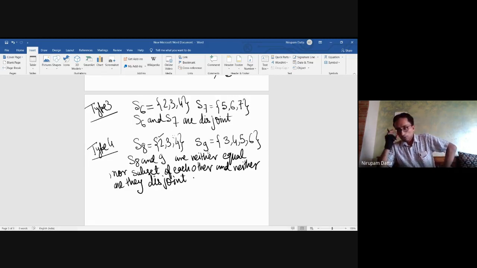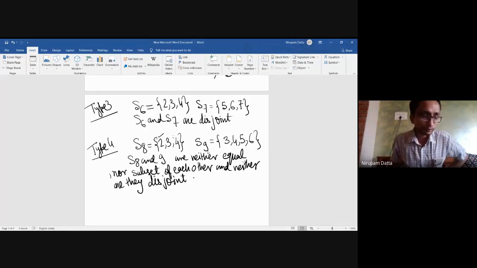Okay, so that means when you consider two sets, there can be 4 types of relationships. Type 1, when both sets contain the same elements and the same number of elements, then both sets are equal. Type 2, one set contains all the elements of the other set, and over and above contains some elements which are not contained in the other set. Then the other set is a subset of the given set in question.